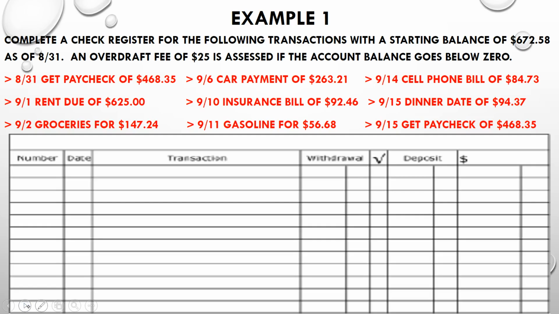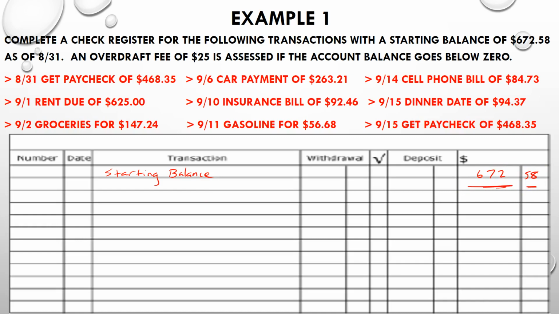Okay, so we've got an example here. It says complete a check register for the following transactions with a starting balance of $672.58. The first thing at the beginning of each check register like this, always a good idea to start with your starting balance. So I'm going to write in starting balance. Now, I didn't get that from writing a check or depositing any money, right? So you can write this here, and then you can do $672.58, right? So you put the dollars in this part, and you put the cents in this part, all right?